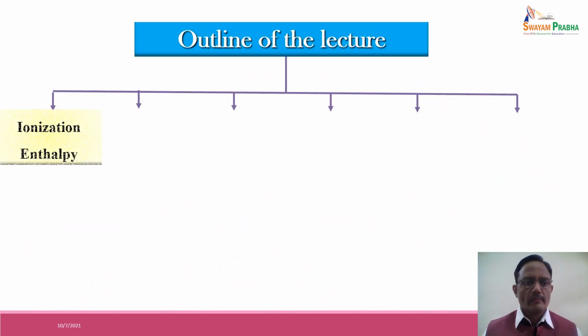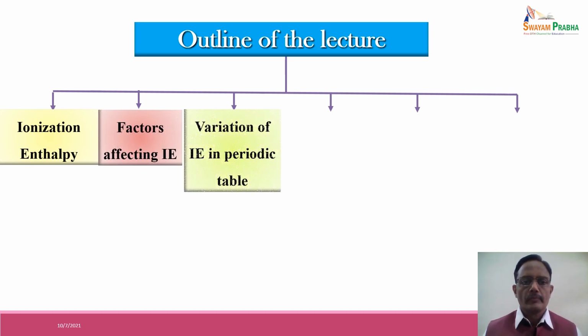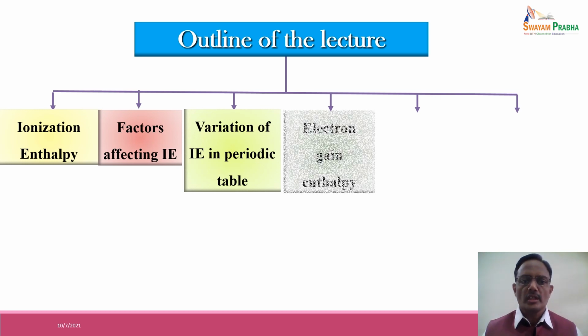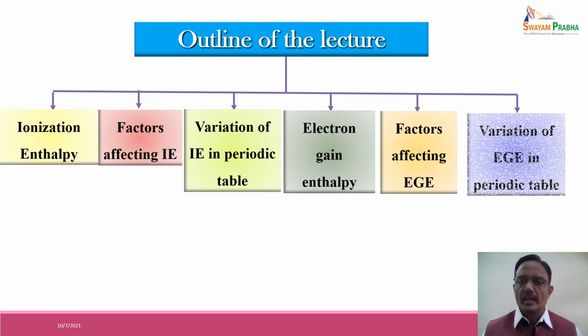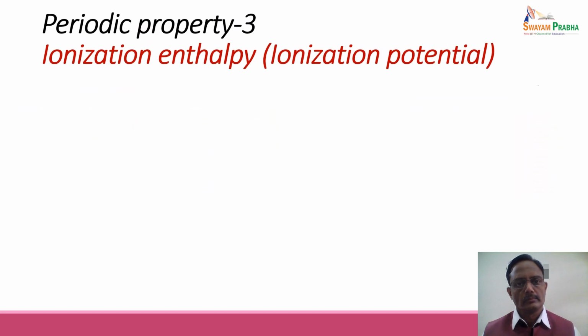The outline of this lecture is: we will discuss ionization enthalpy. What are the factors affecting ionization enthalpy? Variation of ionization enthalpy in the periodic table. Then electron gain enthalpy and the factors affecting it. And in the end, we will discuss the variation of electron gain enthalpy in the periodic table, that is across the period and down the group. Let us start with the first concept of ionization enthalpy.